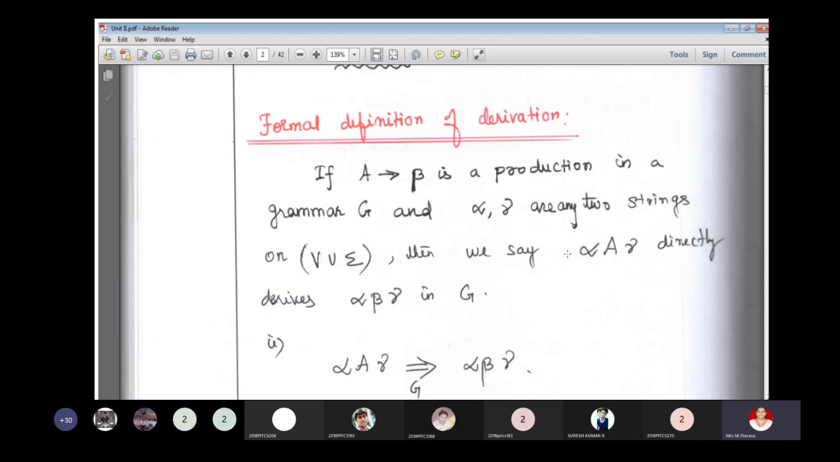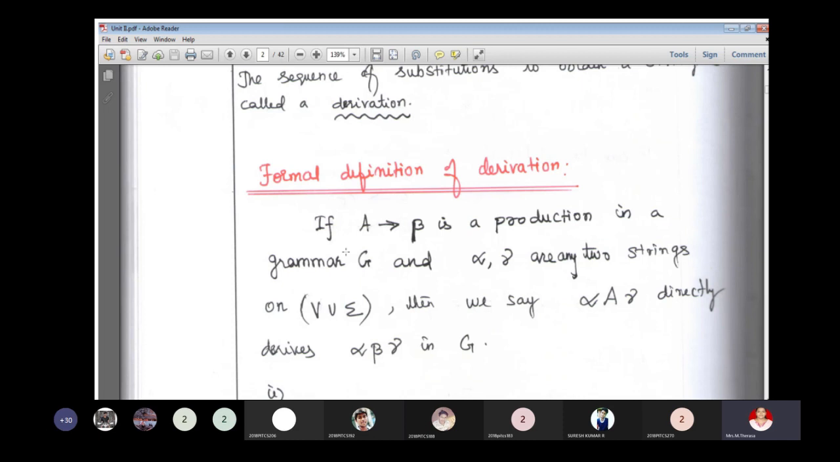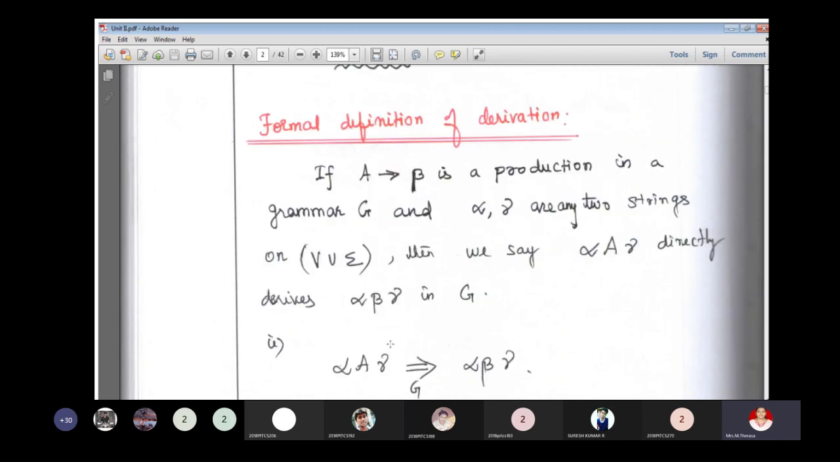Then we say alpha A gamma directly derives alpha beta gamma in G. You have a production rule that A tends to beta, meaning you can replace the capital A with a beta. So what you can arrive at is alpha beta gamma, since you have substituted A as beta, where beta is any string of variables and terminals. This process is called derivation, and this is the formal definition of derivation. If there exists a production rule of the form A tends to beta, and you have some strings alpha and gamma, then alpha A gamma can be written as alpha beta gamma, since you can replace this A by beta. So this process is called derivation.